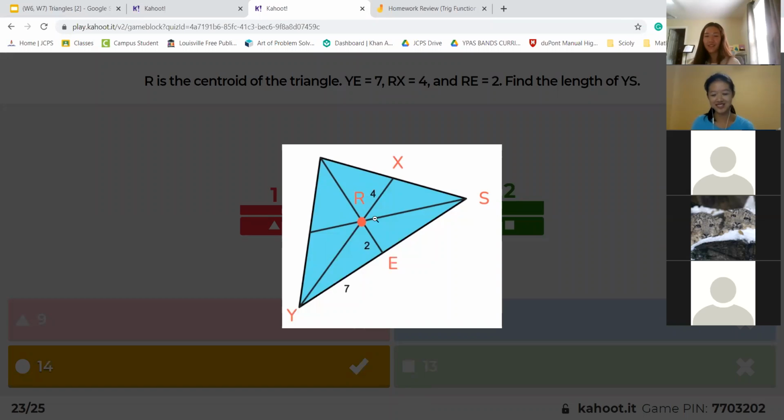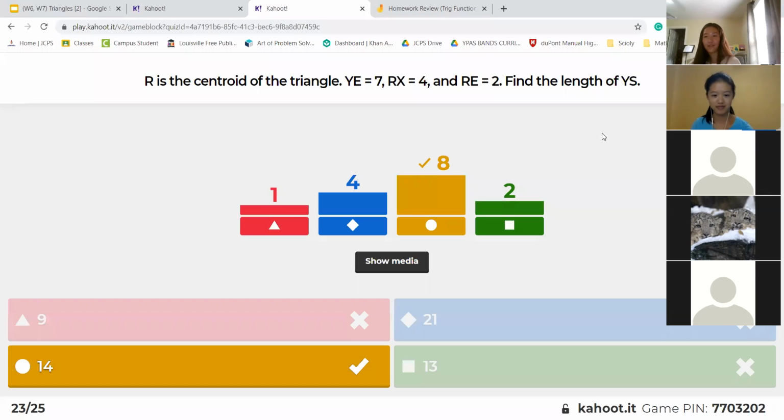Yeah, but this one, the median divides the side into two. So yeah, YS is 14.